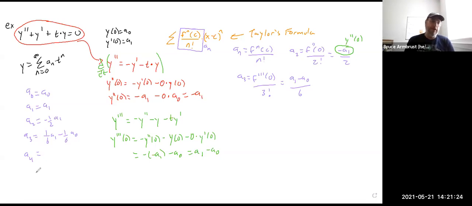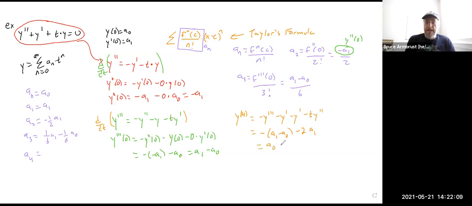And you want more? Just keep going. So we'll do one more. Let's find the fourth derivative by, again, differentiating with respect to t. So that's going to be minus y triple prime minus y prime minus another y prime minus t y double prime. Okay, well, y triple prime at zero was a1 minus a0. I've got two y prime of zero, so that's minus two a1. And then we get zero times y double prime. And this ends up being a0 minus 3a1. And so on and so forth. Do it as many times as you need to get what you want it to look like.